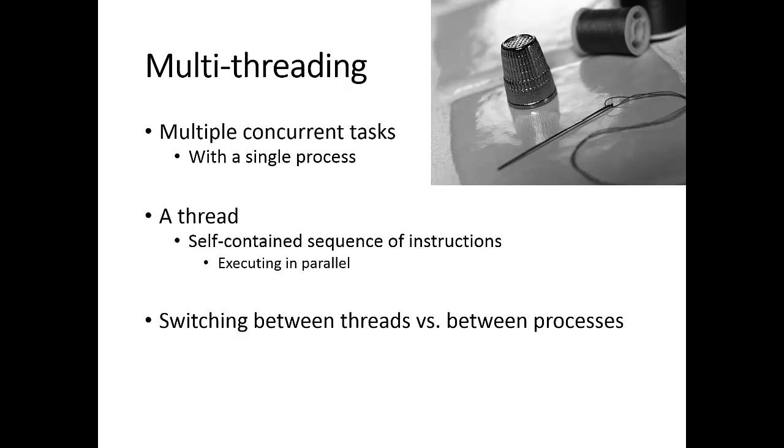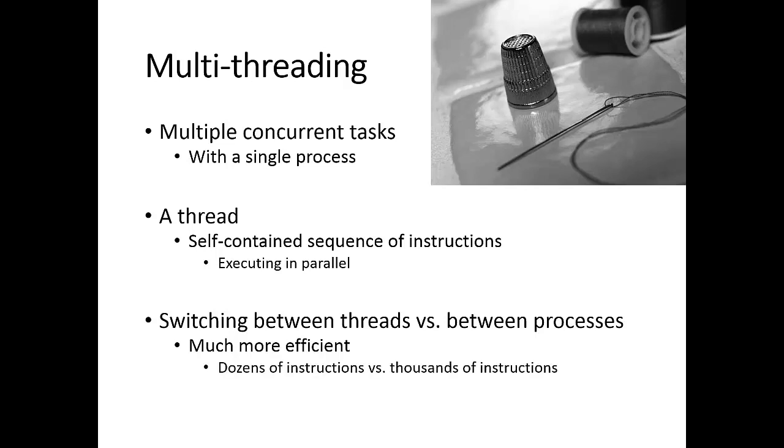So then what's the difference between switching between threads versus switching between processes? The main difference is that switching between threads is much more efficient because the amount of work that needs to be done to accomplish something like that is much smaller. So that's why it's much more efficient with less baggage. In terms of instructions, we're talking about dozens of instructions within a single process versus thousands of instructions between multiple processes.